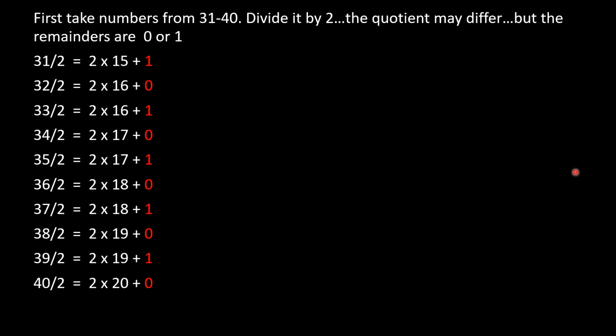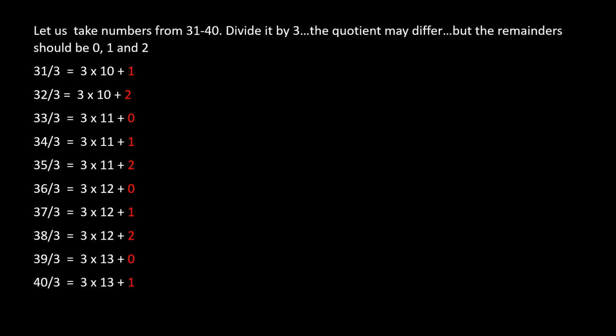Now going to the next one, let us take numbers from 31 to 40 divided by 3. The quotient may differ, but the remainders are 0, 1 and 2. When you divide 31 by 3, you will get 10, 3 tens are 30, remainder 1, right? 32 by 3, 3 tens are 30 and the remainder is 2. 33 by 3, 3 elevens are 33 plus 0. 34 by 3, 3 elevens are 33 plus 1.